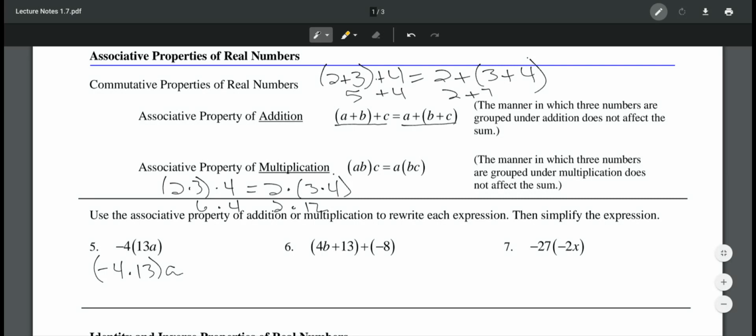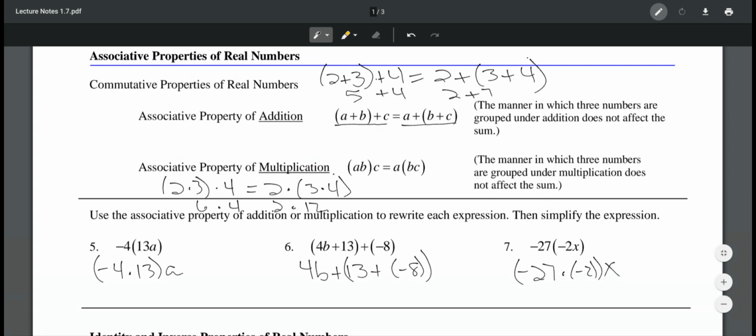In number 6, if you notice 4B and 13 are grouped together, and then we're adding the -8, so I'm going to slide the parentheses, keep the same order, 4B plus 13 plus -8. The only difference is I'm going to move the grouping symbol. My order did not change, my groups moved. Here, I'm going to move the grouping symbols forward, so I should have -27 times -2, and all that grouped together with X on the back.